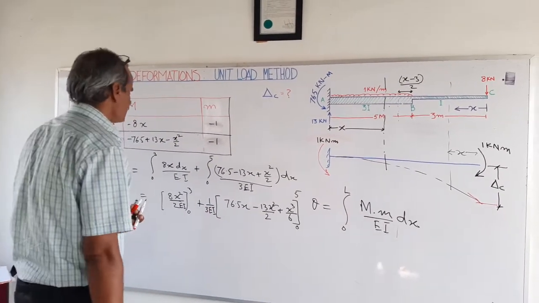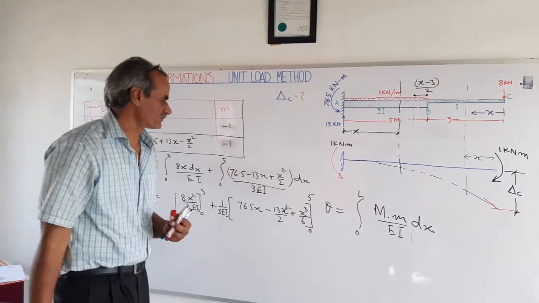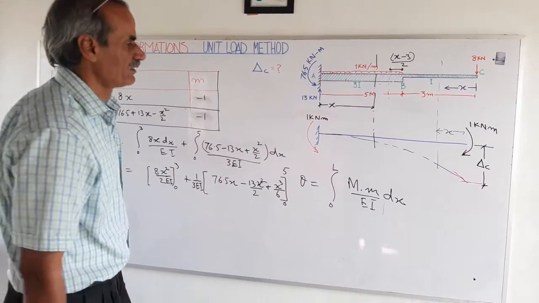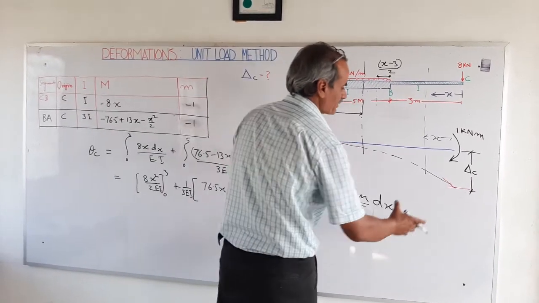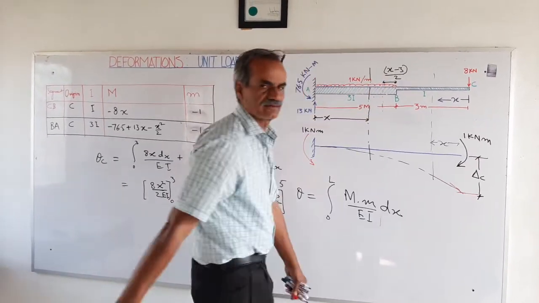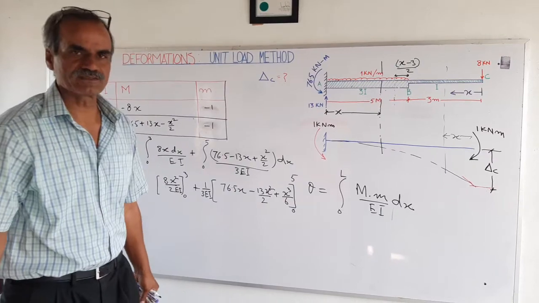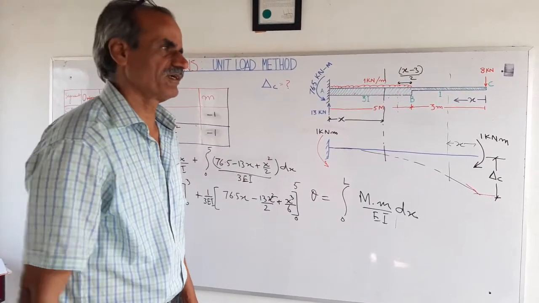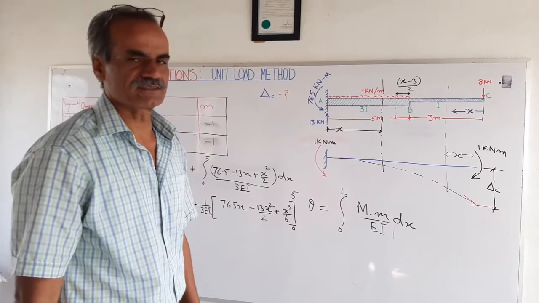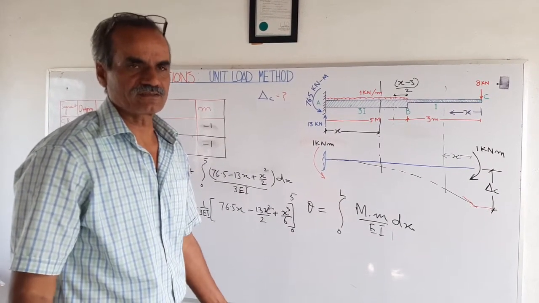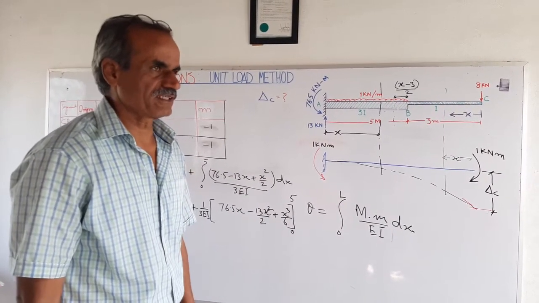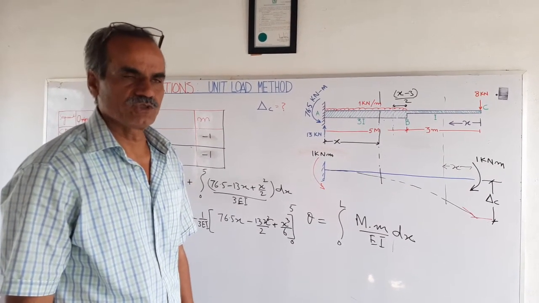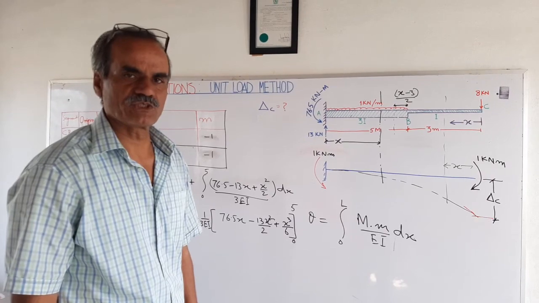And when we replace the values of x with 5, whatever answer we get shall be depicting the rotation at C. Please do integrate and put the values and find out the answer. That is the procedure to find out the deflection and rotation by the unit load method, by the virtual work method.